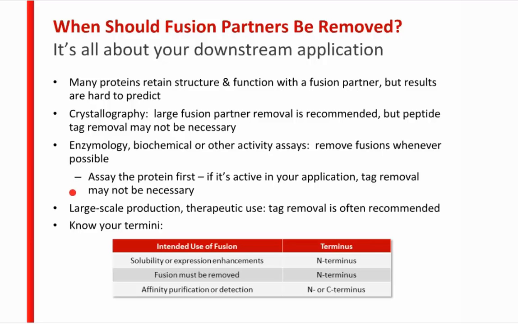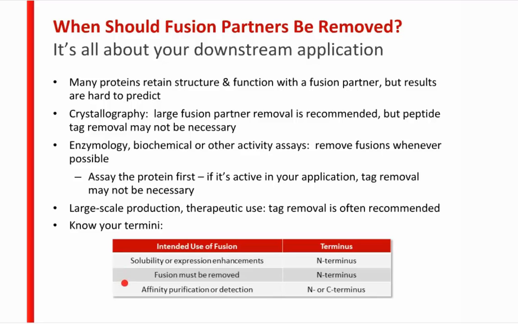And then thinking about where your tags might be on your protein, it kind of depends on the intended use of your fusion as to where you would like your tags. So solubility or expression enhancements, if that's the intended use, that'll probably be on the N-terminus to get the protein that good running start during translation. If the fusion must be removed, usually that is also at the N-terminus because the proteases tend to leave more amino acids if they are a C-terminal fusion than an N-terminal fusion, just the way a lot of them are designed and the way that a lot of them cleave. And then if you have a tag for affinity, purification, or detection, that could be on the N or the C-terminus.